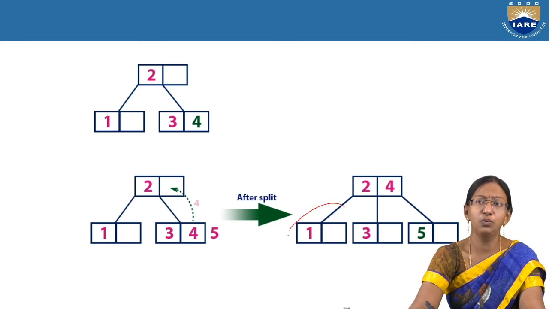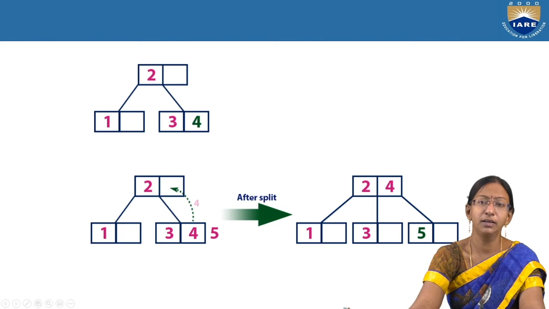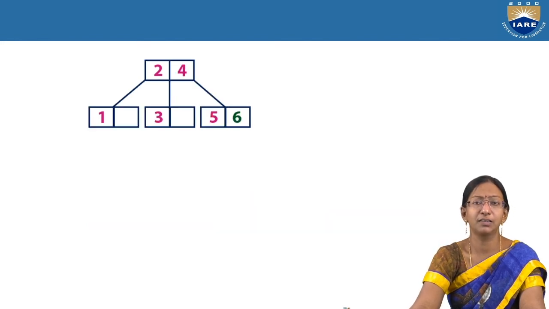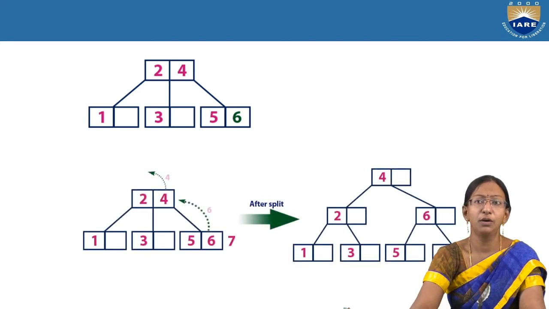The key values in this node are less than 2, in this subtree are between 2 and 4, and in this rightmost subtree are greater than 4, right? So let me insert 6. No problem. When I try to insert 7, the problem arises because this node cannot accommodate 7.